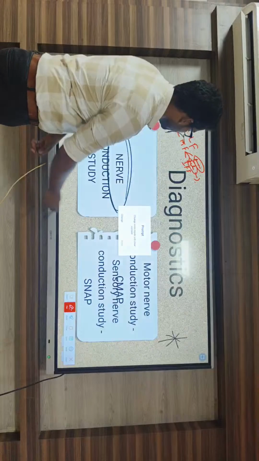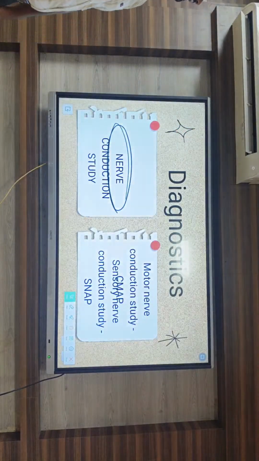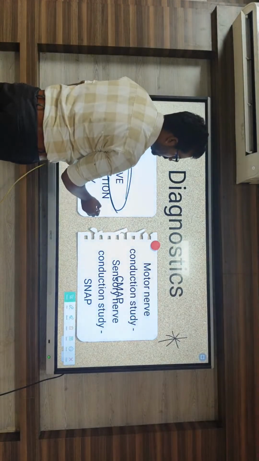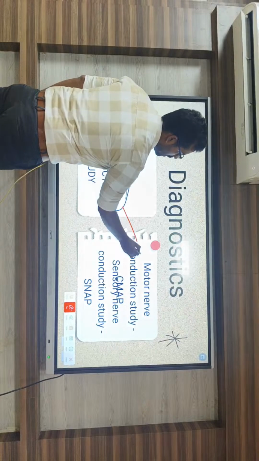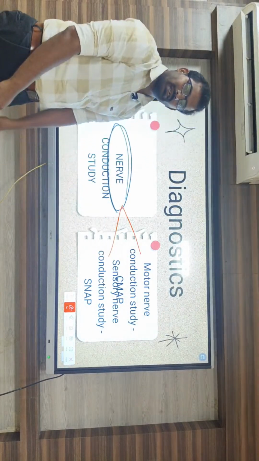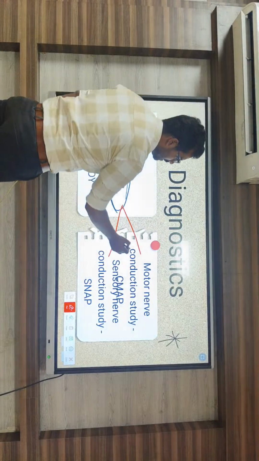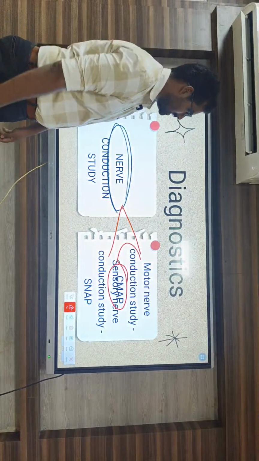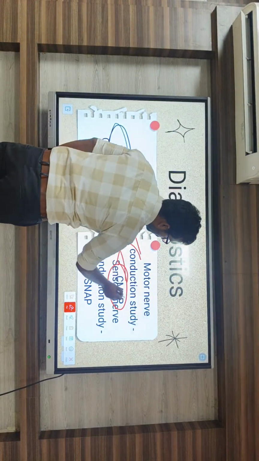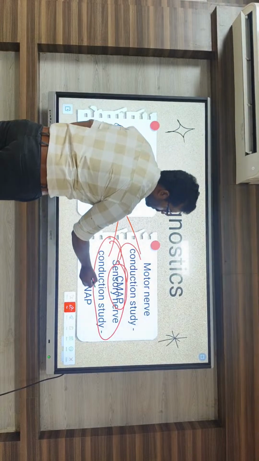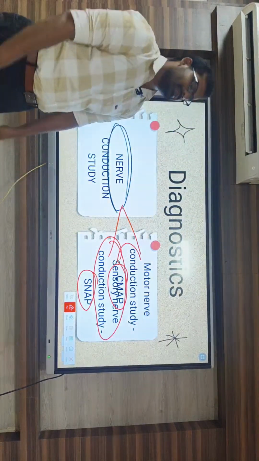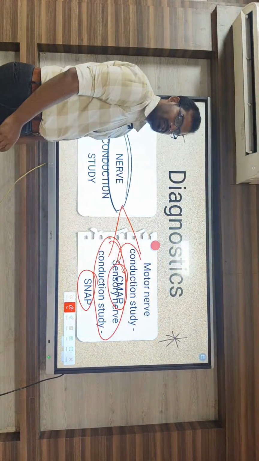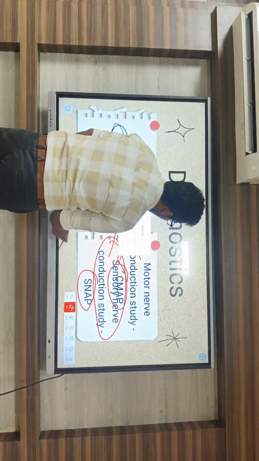Coming to the diagnostic part, the first one is the nerve conduction study. In our nerve conduction study, we divide it into 2 parts, the motor nerve conduction study and the sensory nerve conduction study. Under the motor nerve conduction study, we want to know about the compound muscle action potential. Under the sensory nerve conduction study, we want to know about the SNAP, that is, sensory nerve action potential. So what is meant by compound muscle action potential and sensory nerve action potential?